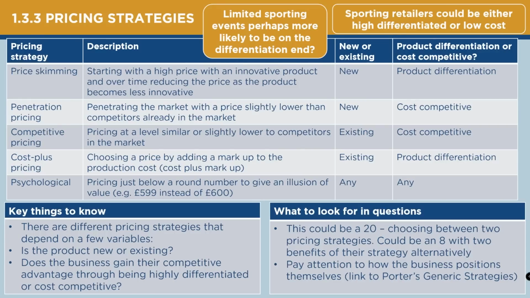So it could be a 20 marker, for example. Could be choosing between two pricing strategies. That would be quite nice. Could be an 8 marker with 2 benefits of a particular strategy. So just pay attention, because there's a chance that one of those key terms comes up specifically in the question.